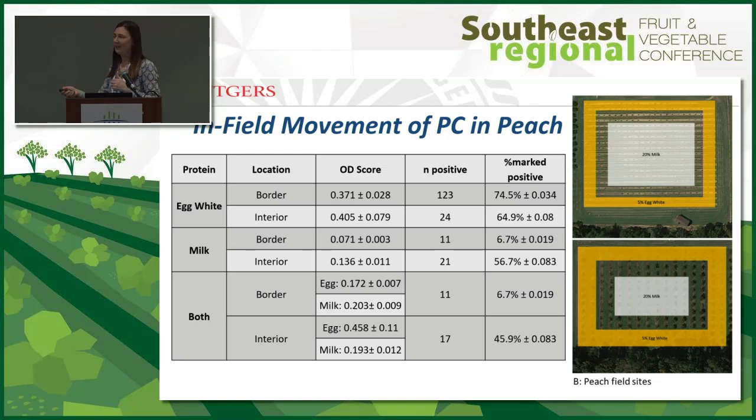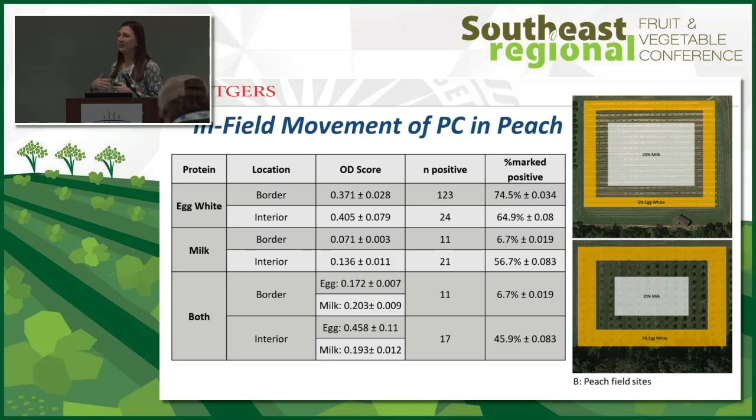And then in the interior, we still have 55% of the bugs that are marked with milk alone. But then what you have to look at is how many are marked with both. So we have about 46% of our PC that we collect on the inside of the orchard that are marked with both egg and milk, which means that they are moving from the edge to the interior of the orchard. So these PC are really moving back and forth.